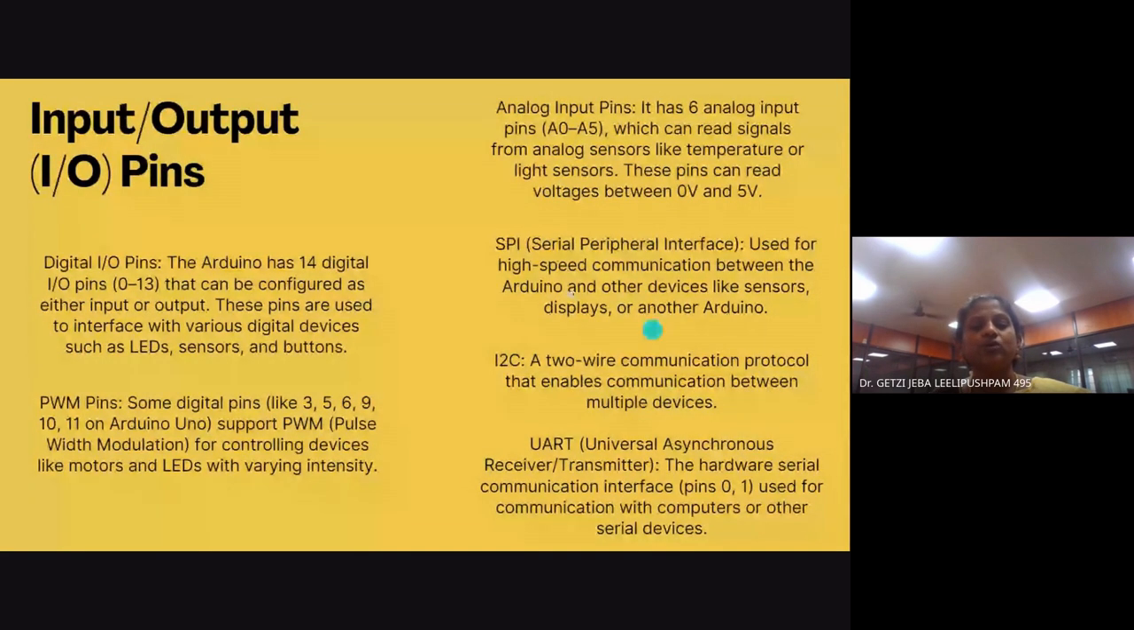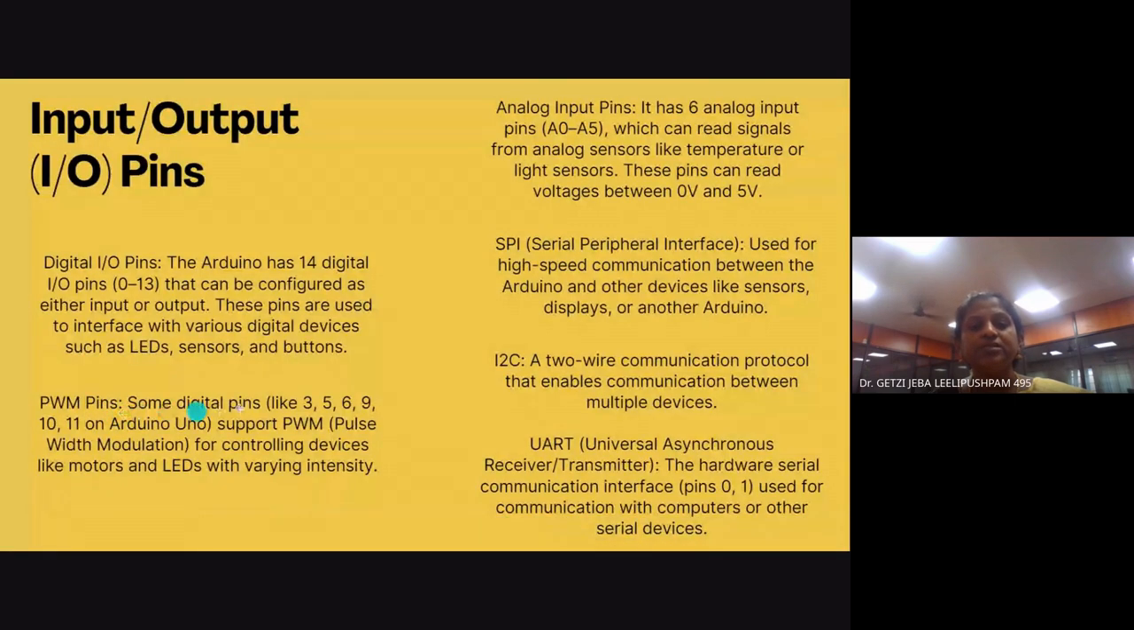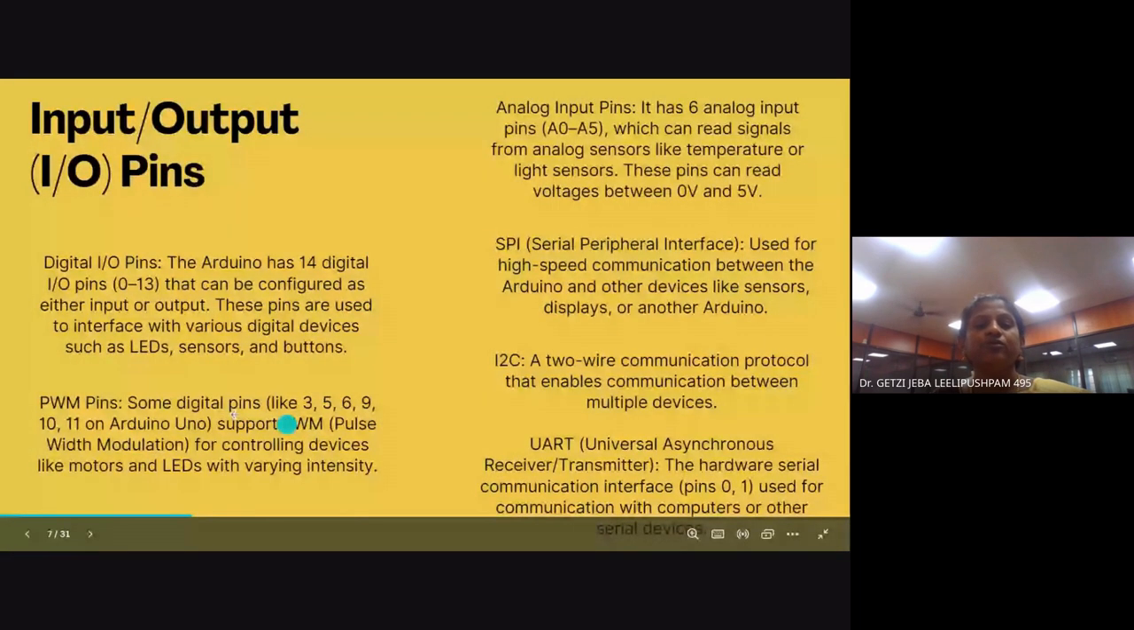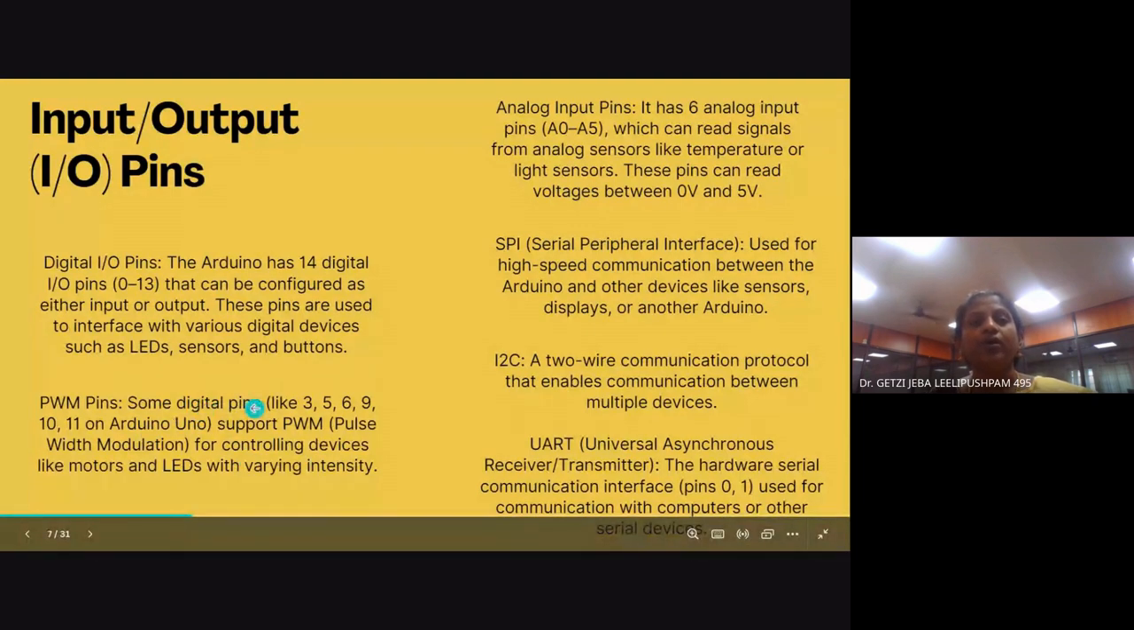Okay, and then there are also PWM pins. PWM pins are usually 3, 5, 6, 9, 10, and 11 of the Arduino. These pins are used based on your frequency. Suppose you want to control a motor, dim your LED, or make the LED bright. In that case, you will be programming these pins. If you want to vary the intensity of LEDs or vary the speed of motors, then you will go for these pins.